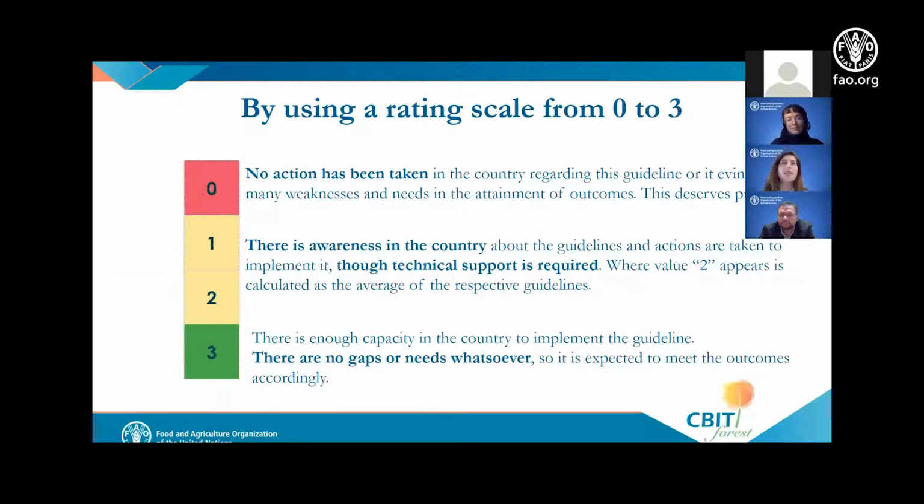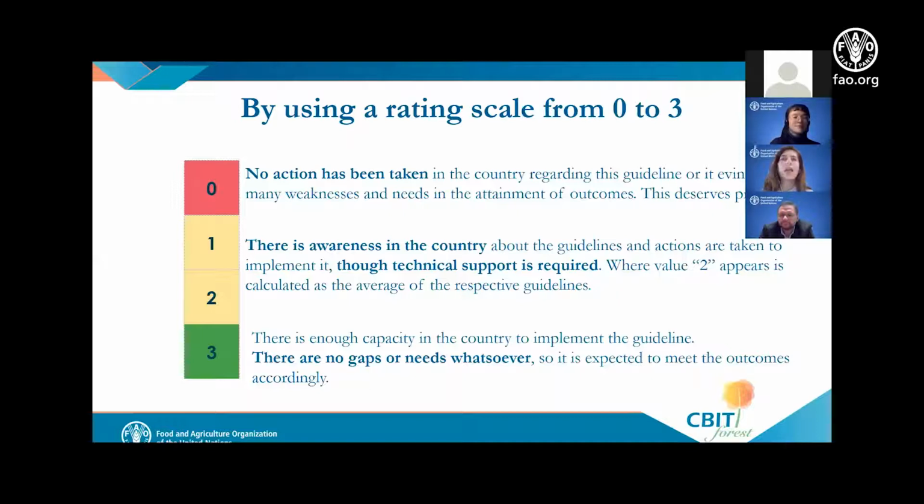So how is the assessment conducted in this tool? Here we use a rating scale from 0 to 3, where users are able to select from a drop-down list and evaluate the guidelines listed in the tool based on country-specific information, experience, and knowledge.